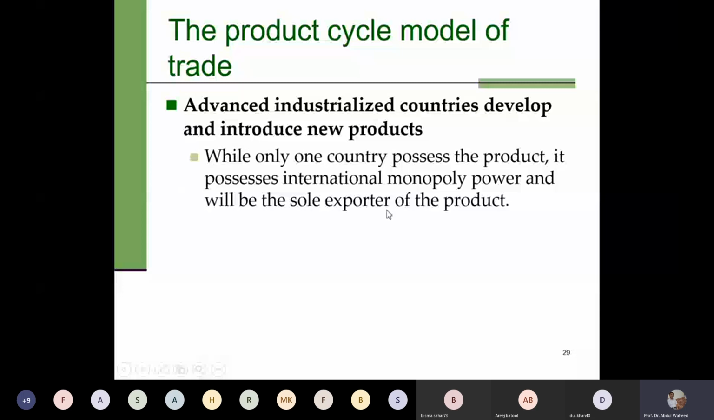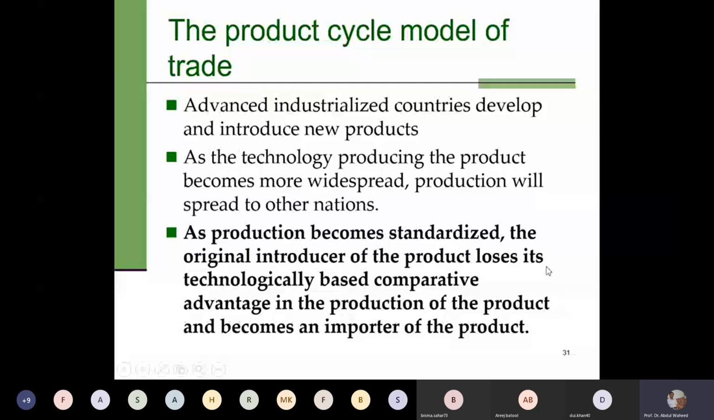Then, when the technology becomes widespread and other nations also start producing that good, the nation which developed that product will be the importer. So as production becomes standardized, the original introducer of the product loses its technologically based comparative advantage in the production of the product and becomes an importer of the product.